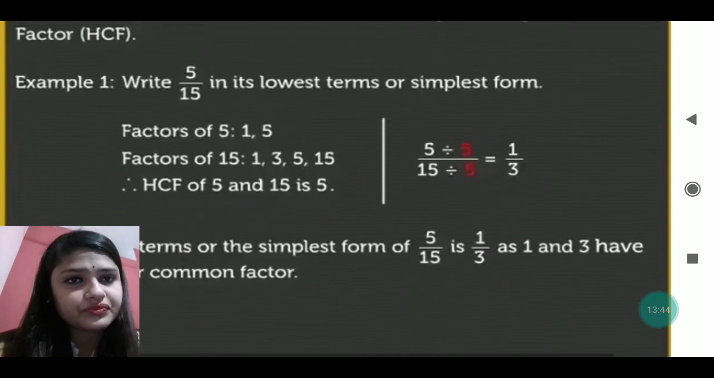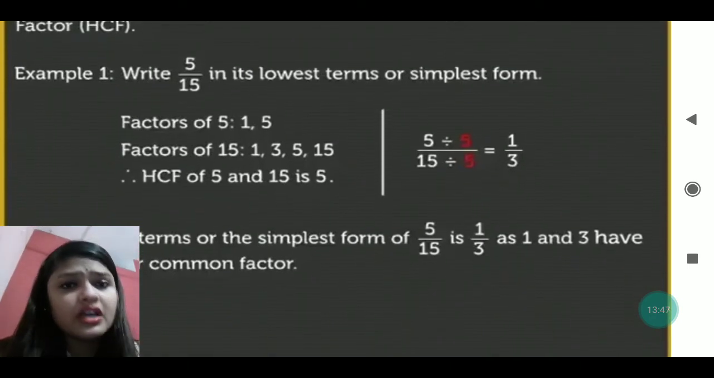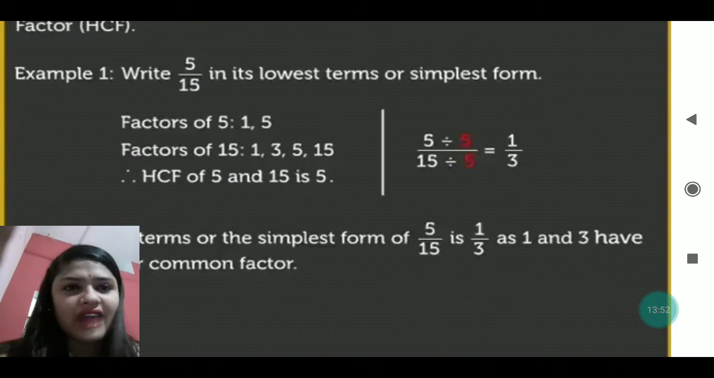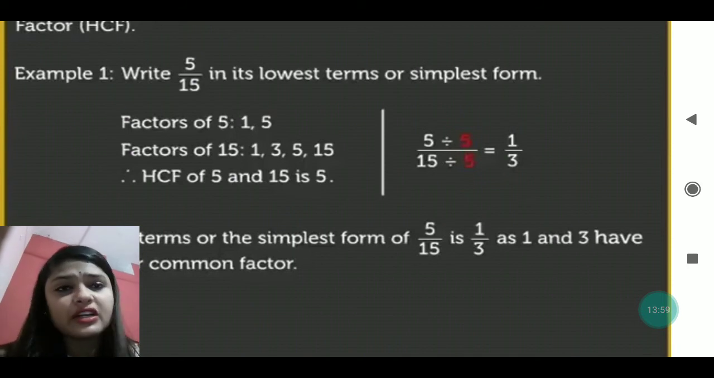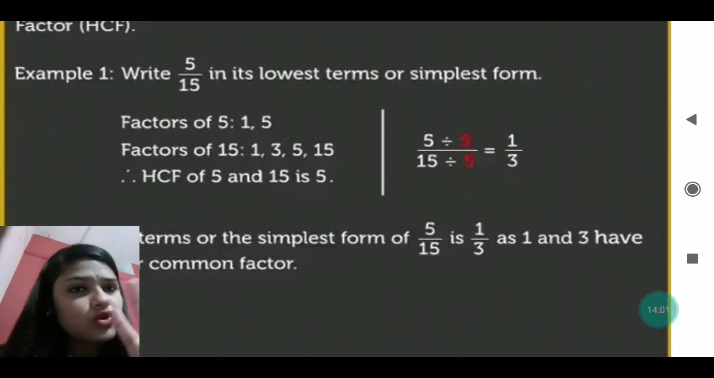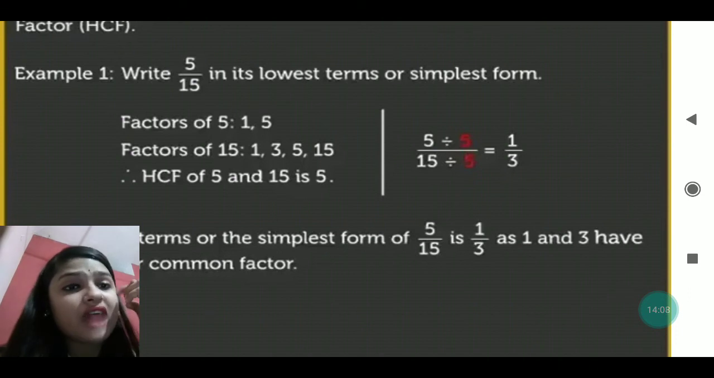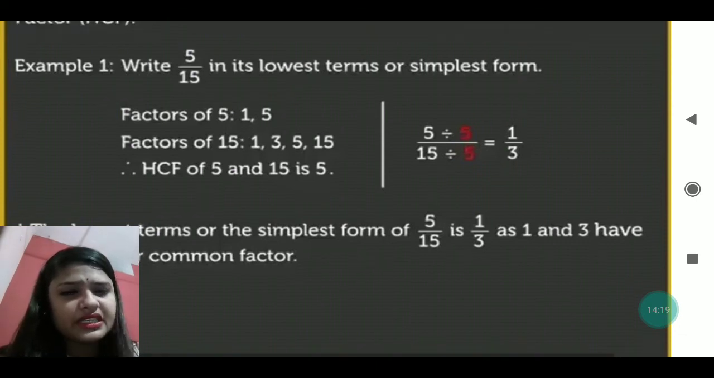Just see. We have to find the factors of 5. Only 2 factors will be there: one is 1 and another is 5. But factors of 15 will be 1, 3, 5 and 15. So how many are common factors? 2 are common factors, isn't it? 1 is common and 5 is also common. We have to find the HCF of 5 and 15. So what will we do? Just see.